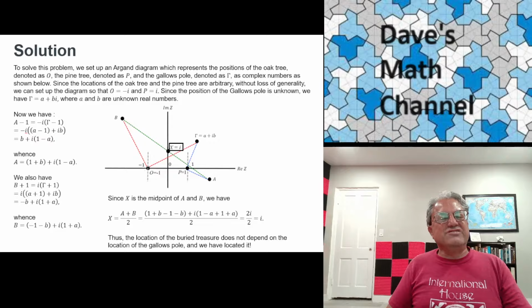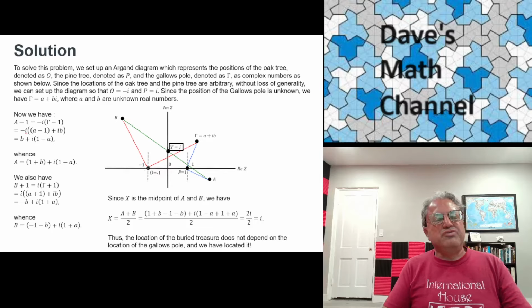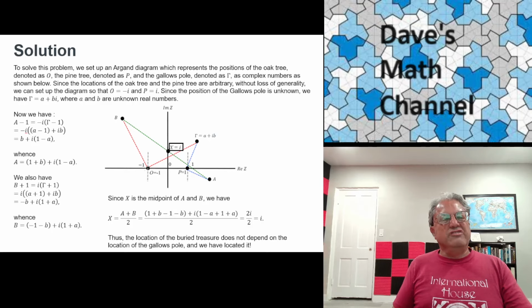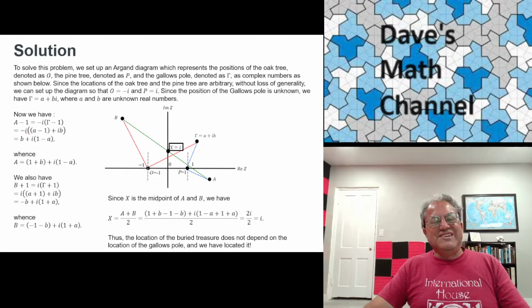That's where the buried treasure is located. The way we set up our coordinates, it's located at x equals I in the complex plane, and that's easy to find. You didn't have to know where the gallows pole is. It's pretty easy. Notice that the oak tree, the pine tree, and the treasure make an isosceles right triangle. So all you really have to do is go halfway between the oak tree and the pine tree, and then you go perpendicular to the line between them, the same distance. That's where your treasure is. Pretty amazing. So that's how you could use complex analysis to find a buried treasure.